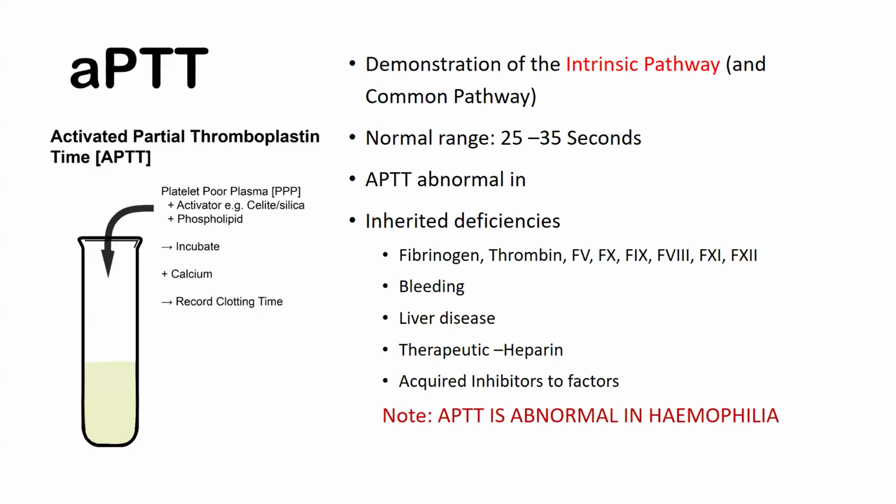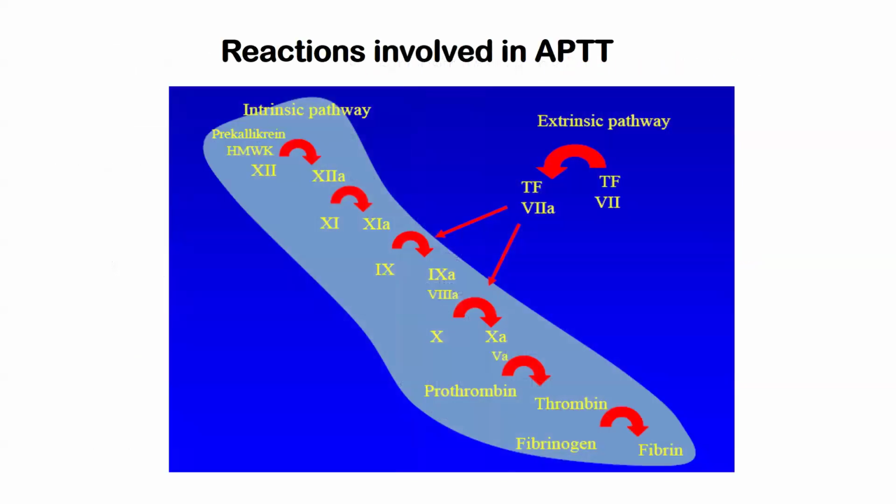Other causes include bleeding and liver disease. For therapeutic patients who are on heparin, APTT is used as a test to monitor that. Of importance, always note that the APTT is abnormal in our hemophilia patients. Right? And this is a diagrammatic representation of the factors involved. All those factors will make our APTT increase.